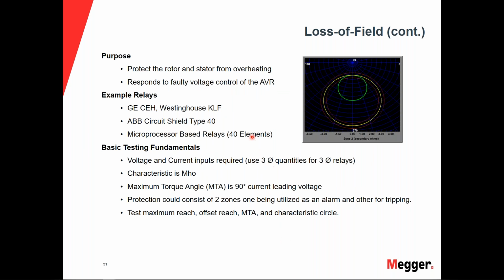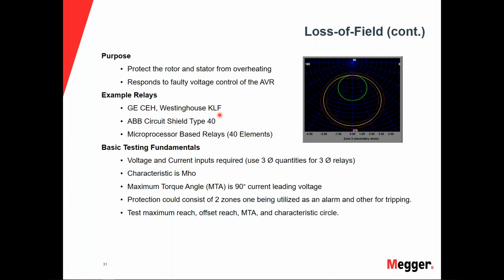So what are we going to do? Now we're going to test it. We know what it's for. The purpose is to protect against overheating of the rotor itself. We want to make sure the loss of field element takes it out in enough time to prevent any damage to the generator, because it's very costly to get that repaired, or even to get a new generator. We have some electromechanical relays.